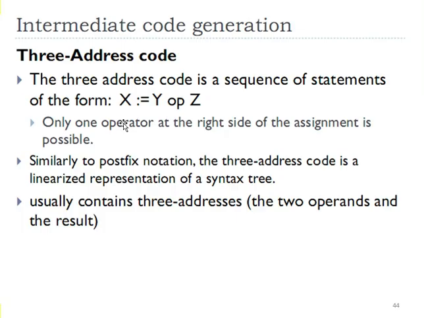So in representing code in an intermediate representation, we can use one of these representations: the three address code, the triple, the quadruple, the DAG and the syntax tree. The postfix notation and three address code are just linearized representations of the syntax tree.